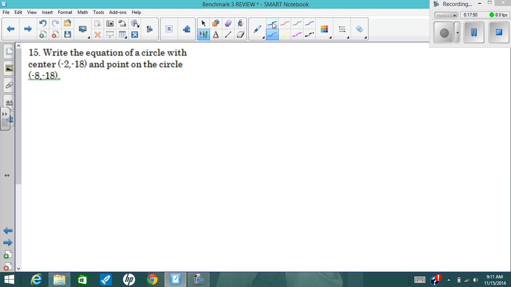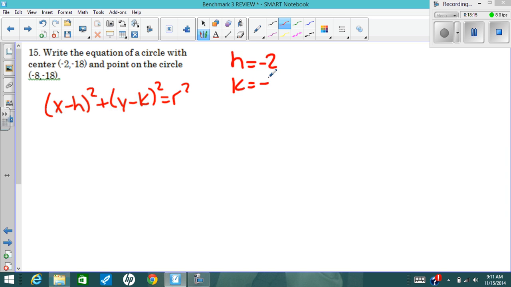Here we want to write an equation of a circle. The equation of a circle is something that's given to you on the formula sheet, but you should write it every time so you can get practice using it. HK is the center of the circle, so I'm given the center, negative 2, negative 18, so H is negative 2, K is negative 18. We need one more thing in order to find the equation of a circle. We need to know what R is.